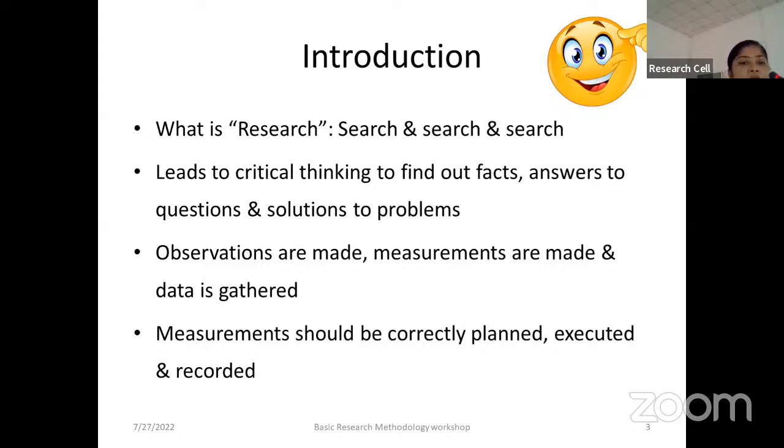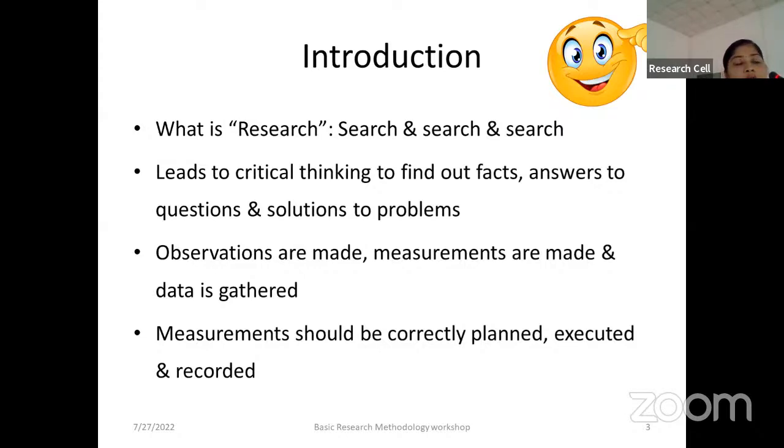When we do all this, we try to make certain observations. We observe something, we look for something. Or we make certain measurements. We try to measure something, count something. And during this process, what we gather is data. We count something, we measure something, on certain scales, and then we create data.